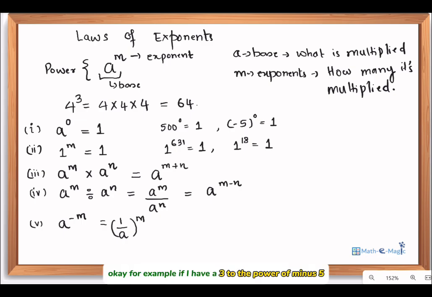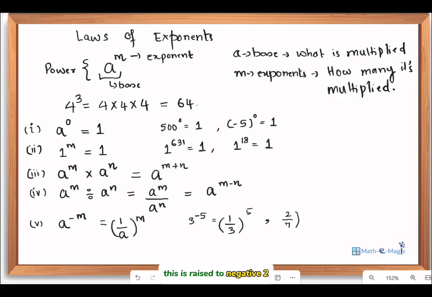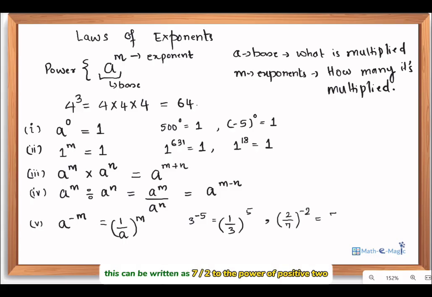For example, if I have 3 to the power of minus 5, this will be 1 over 3 to the power of 5. Or if the example is 2 over 7, raised to negative 2, this can be written as 7 divided by 2 to the power of positive 2. We write the reciprocal and write it as a positive power.